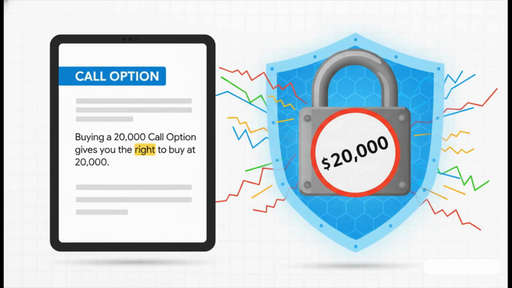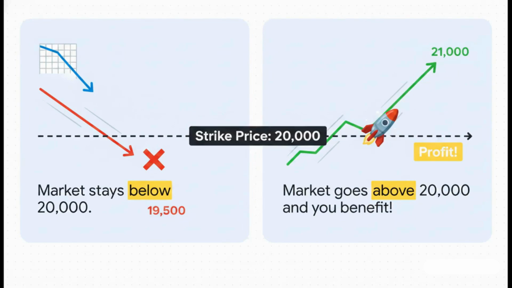So what actually happens when you make your choice? Let's say you decide to buy the $20,000 call option. By doing this, you have just purchased the literal right to buy the Nifty 50 at exactly $20,000. You have legally locked in that fixed buying price, completely regardless of whatever absolute chaos happens in the market later on. Let's play this out and see how it works.